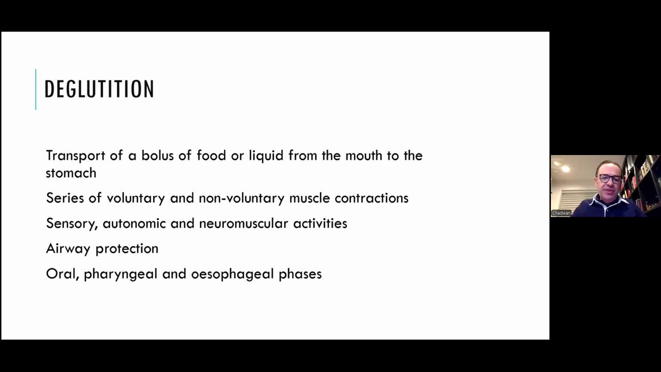An essential part of this process is airway protection, closing the larynx. That's the fundamental function of the larynx: airway protection. Evolutionarily, that's the first function of the larynx. Swallowing is generally divided into oral, pharyngeal, and esophageal phases.